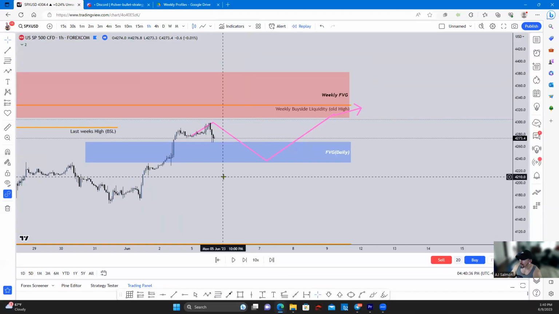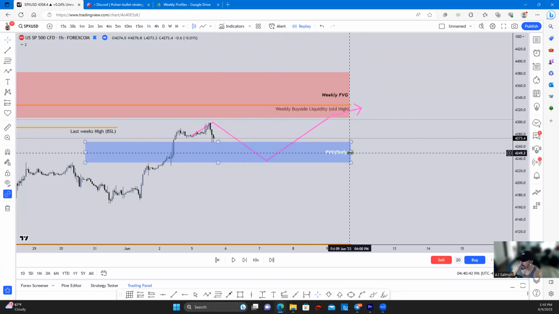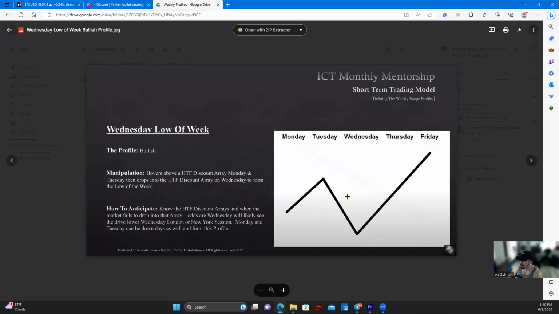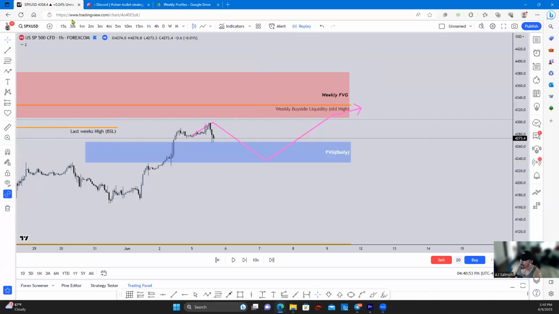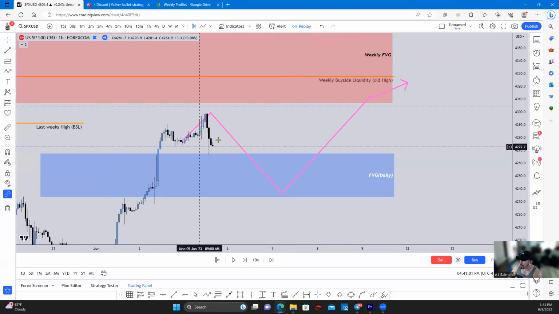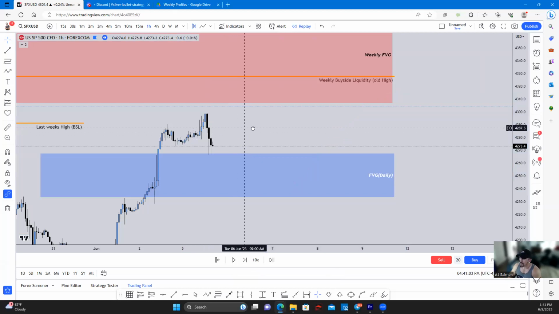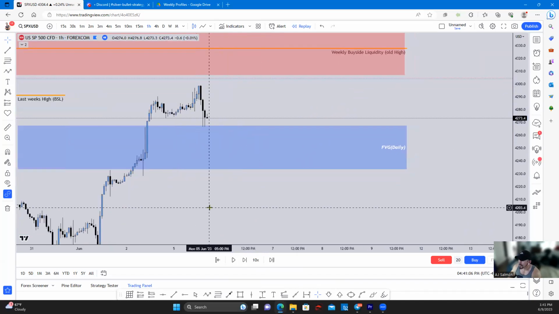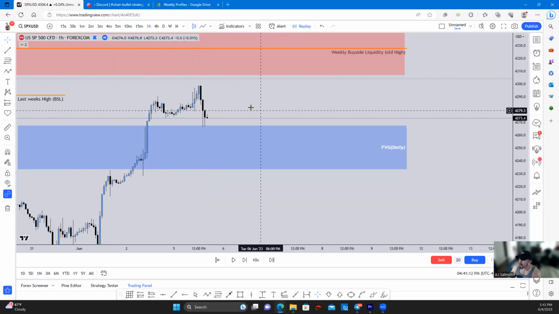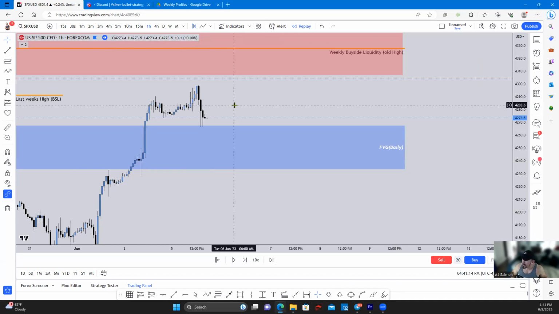So now you're creating confluence and correlation between this daily PD array, what's price done on Monday, a weekly profile because you're bullish, and your weekly PD array above. We already know we're bullish. So now what we can do is, see here, this is Monday. We will go into Tuesday's trading.